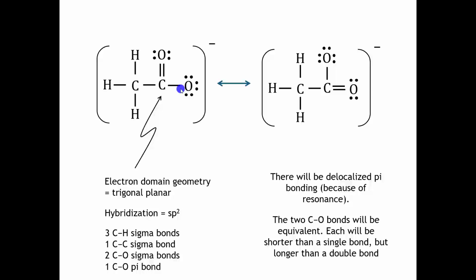When we have this kind of resonance and the pi bond is moving around, that is the telltale sign of delocalized pi bonding. And what that means is each carbon-oxygen bond is equivalent to the other. They're stronger and shorter than a single bond, but weaker and longer than a double bond. So we expect a bond length that's intermediate between a carbon-oxygen single bond and a double bond.